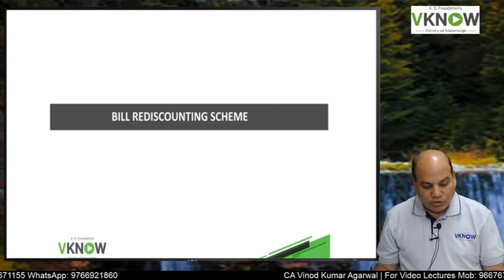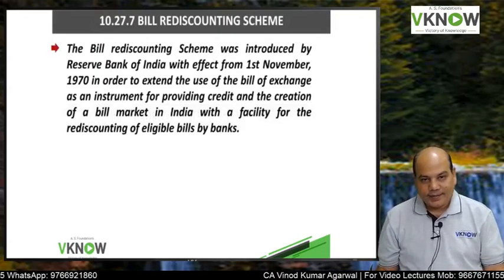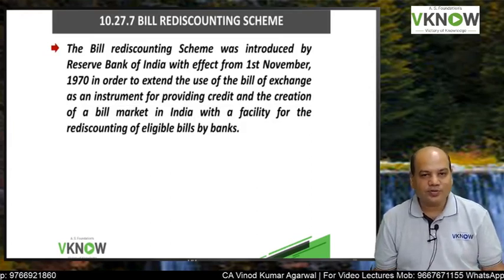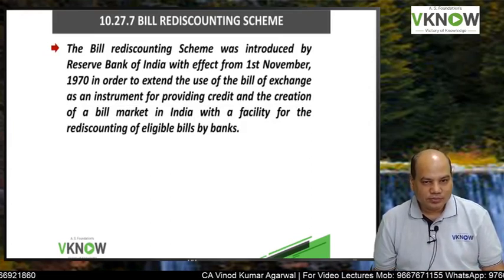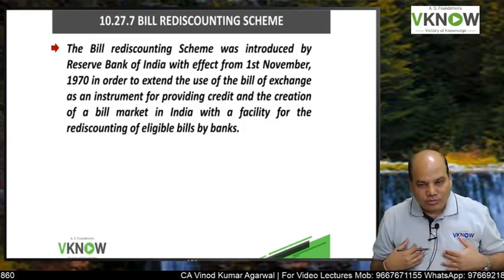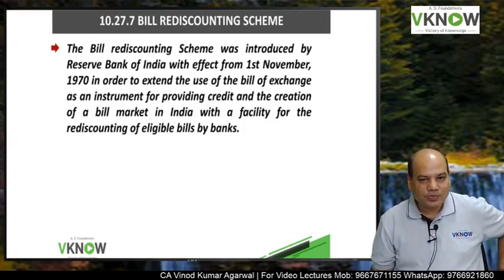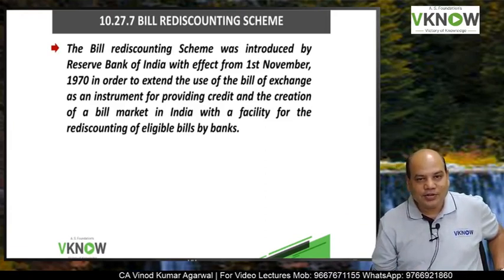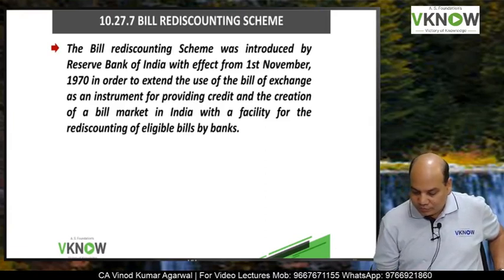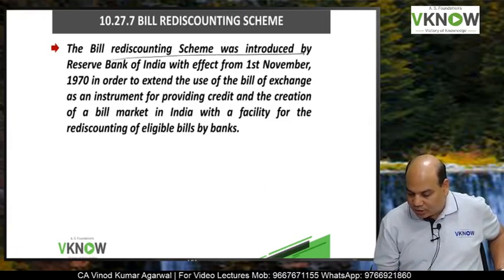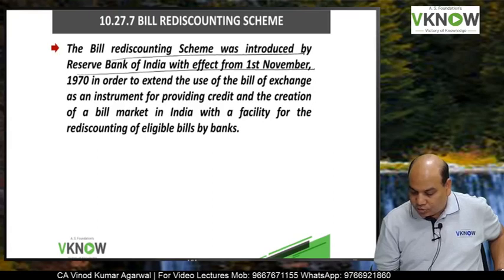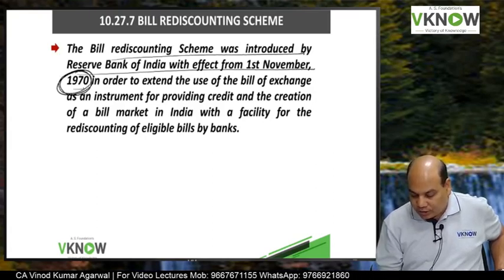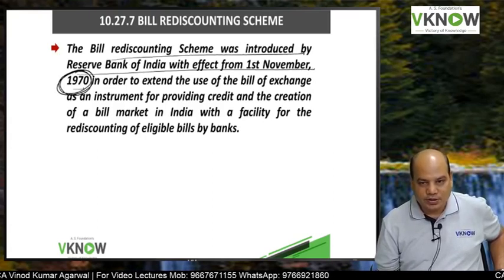Next is the bill rediscounting scheme. Rediscounting is discounting of a bill of exchange already discounted by a bank. So the bank discounts your bill, the bank's money gets blocked, and that bank can again get it rediscounted. That is called the rediscounting scheme. It was introduced by RBI from 1st November 1970, long back, when your favorite Indira Gandhi was Prime Minister.